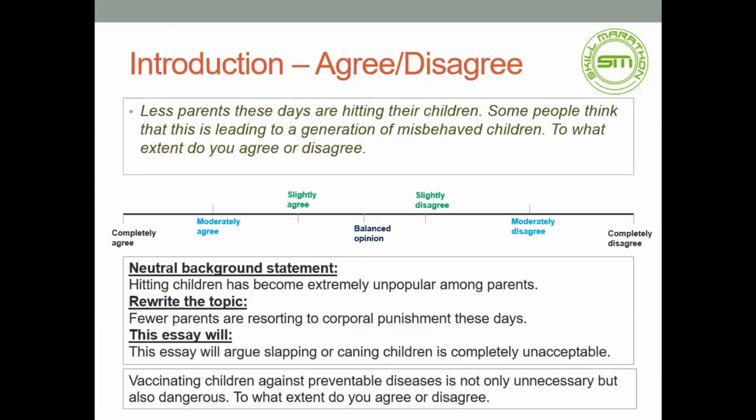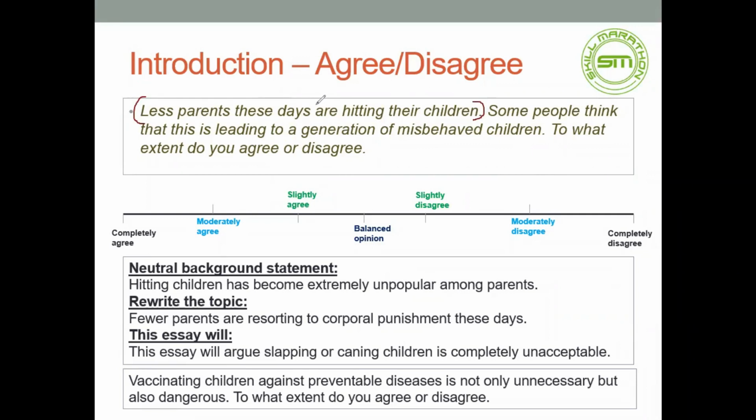So the next question type is opinion based, and in that the subcategory is agree or disagree. Okay, so let us read the question properly, and I want all of you to focus, because I want you to understand how the question looks and what the important aspects of this particular question type are. It says, fewer parents these days are hitting their children.